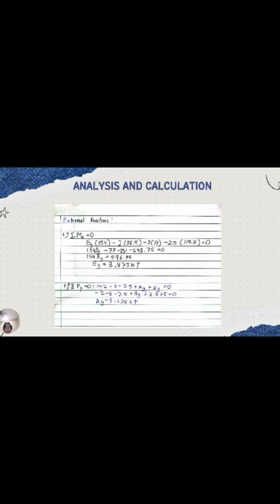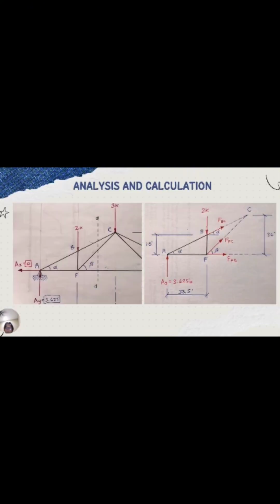Like so, the sum of the moments about point A is zero. The sum of moments about point A, now this is the calculation. After that, we cut half of the fink truss along the line A-A, and we get the free body diagram from that.